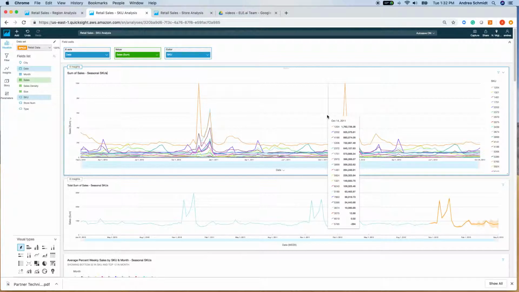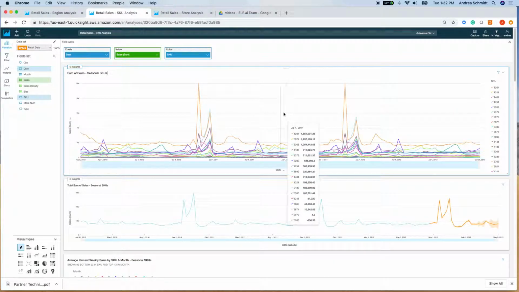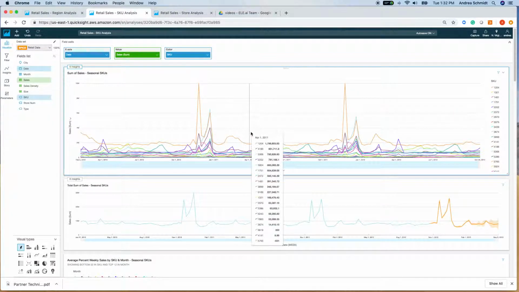What I did is I separated out the seasonal versus non-seasonal, so we can focus on the categories of things you should keep in stock. They sell consistently, January through December, versus the items that have high seasonality. So this is a high seasonal SKU sum of sales over time.